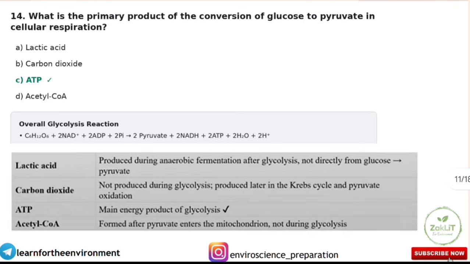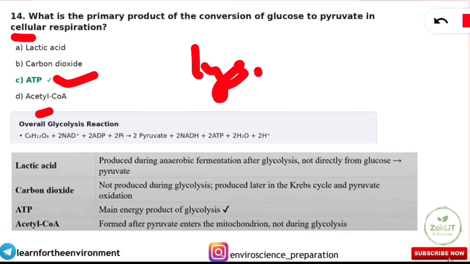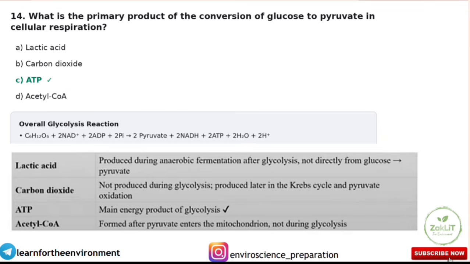Next question is, what is the primary product of conversion of the glucose to pyruvate in the cellular respiration? So here again, from the glucose cellular respiration, primary product is ATP. We all know the correct option will be option C. Overall reaction, again I am repeating, it will be glycolysis, breaking down of glucose. Lysis means breakage. Glycolysis means breaking down of glucose. Photolysis means breaking with the help of the photon or the lights. So lysis means breakdown. So here C6H12O6 plus 2 NAD plus 2 ADP plus 2 Pi, which gives rise to 2 pyruvate plus 2 NADH plus 2 ATP, 2 water molecules and 2 H plus ions.